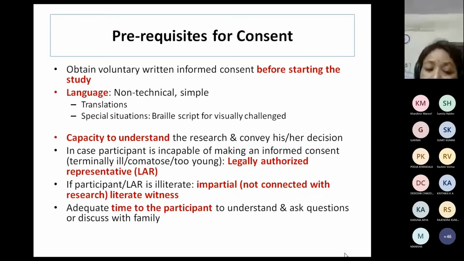Okay, and you have to give adequate time to the participant to understand and ask questions or discuss with the family. It's not that you just give, and then you take the signature and that's all. No, you have to ensure that the participant understands, takes the time to understand whatever consent has to be given. Okay.